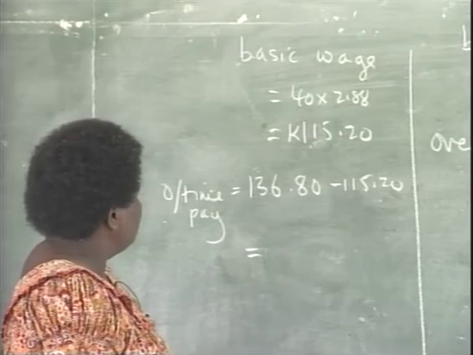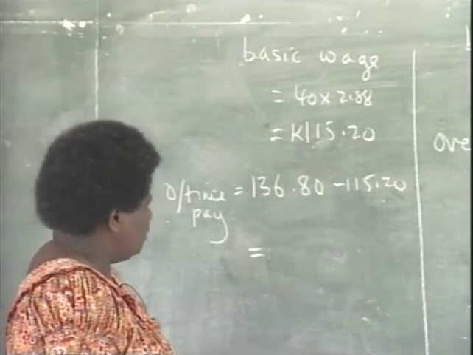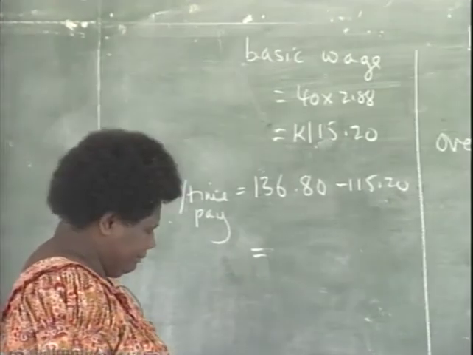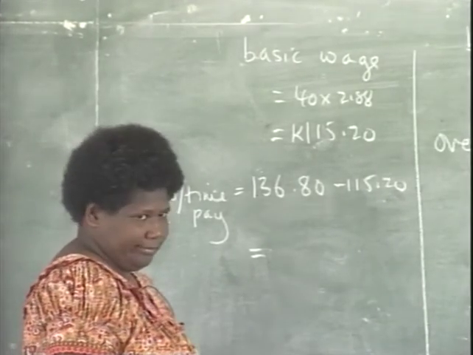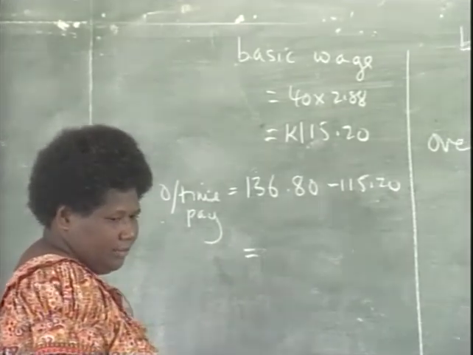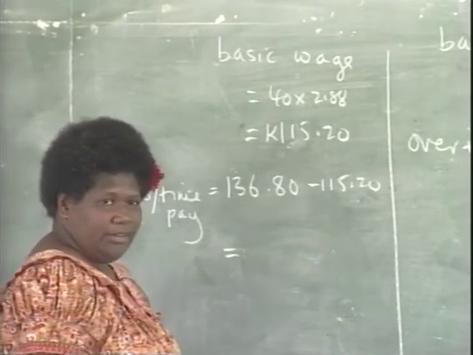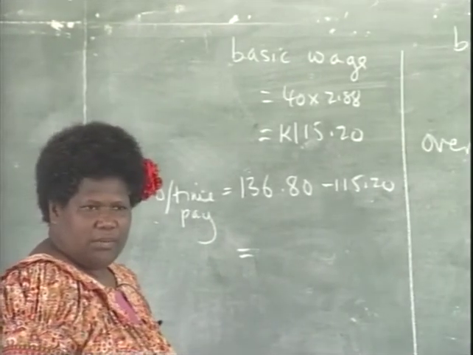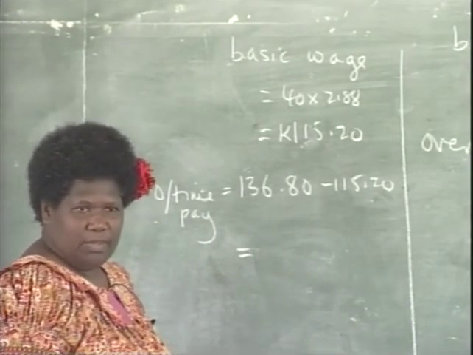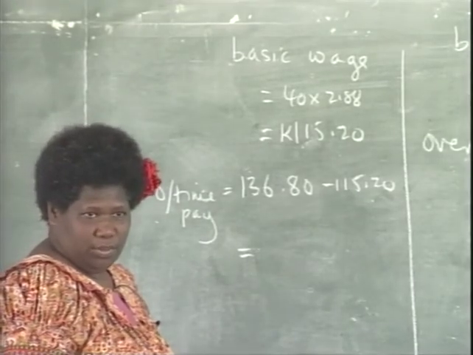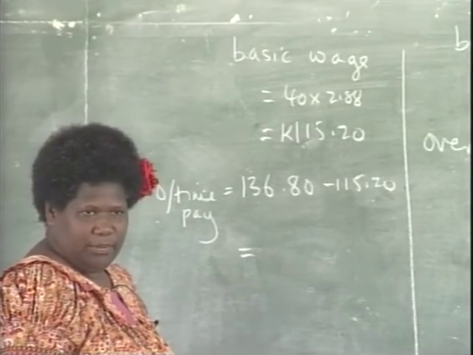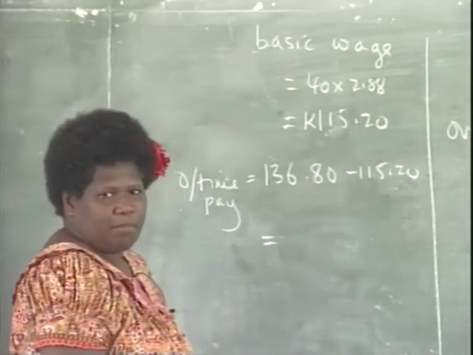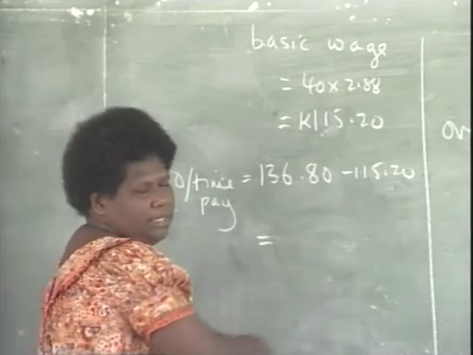I wrote only 136 kina. The question went through two people before it got to the blackboard. So it went through me and went through somebody else. So it wasn't that person. Okay, let's just see if we can do it this way.